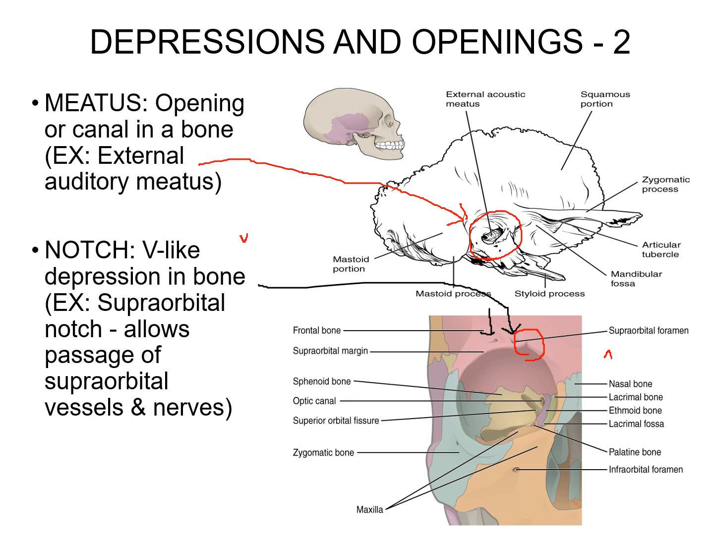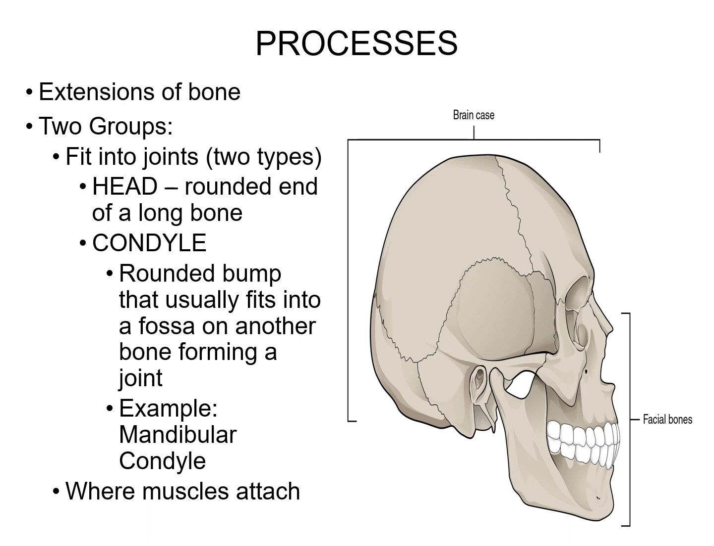We're also going to talk about processes, and processes are really just extensions of bones. We're going to have two different categories. We're going to have heads of bones. For example, in your upper arm bone and your upper leg bone, we have heads. They just look like these round structures, and then the rest of the bone kind of just gets long and skinny, kind of like that. That's an okay picture of a humerus. So this circular part right here, that would be the head of the humerus.